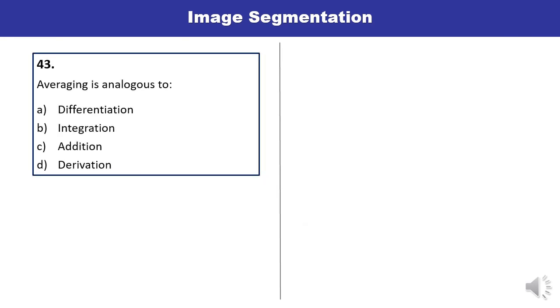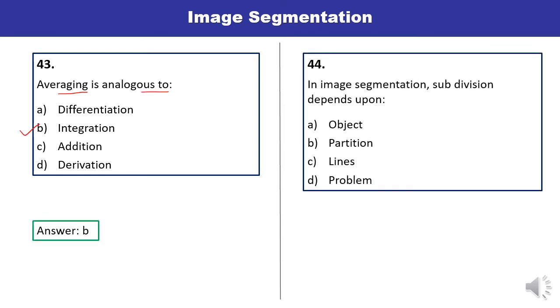Question number 43 is, averaging is analogous to what? Differentiation, integration, addition or derivation. So averaging is actually the analogous to the integration. Means B is the correct answer. Next question is, in image segmentation, subdivision depends upon what? Means if you are partitioning the image into the smaller sections, it depends on what? It depends on the problem statement. D is the correct answer.